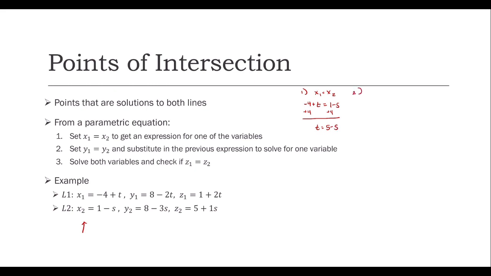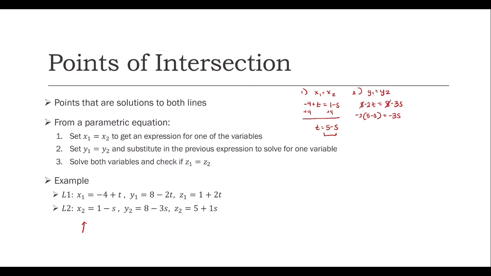Step 2 is setting y1 equal to y2. So we have 8 minus 2t equals 8 minus 3s. We'll subtract 8 from both sides. So we have -2t equals -3s. So we'll plug this in for t to solve for s. So we have -2 times (5 minus s) equals -3s.